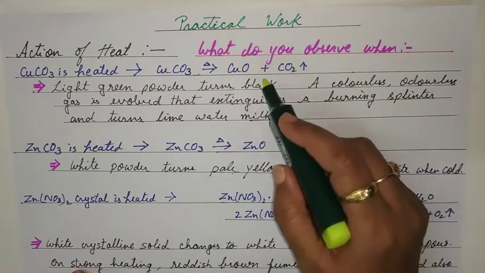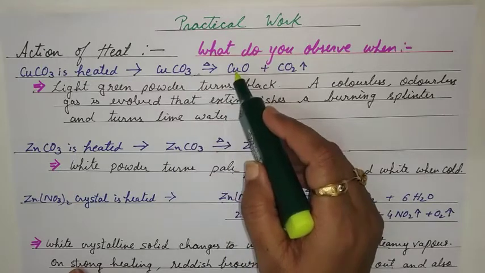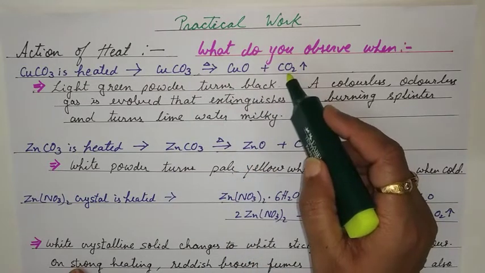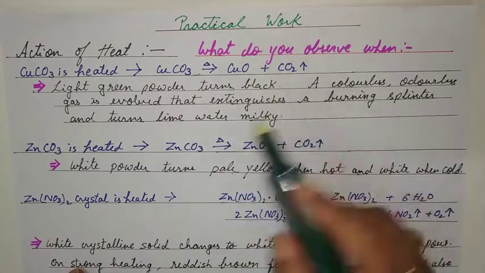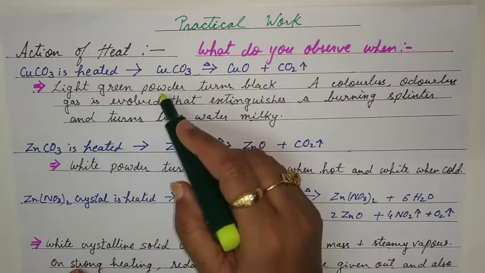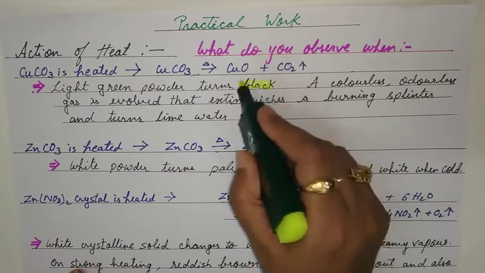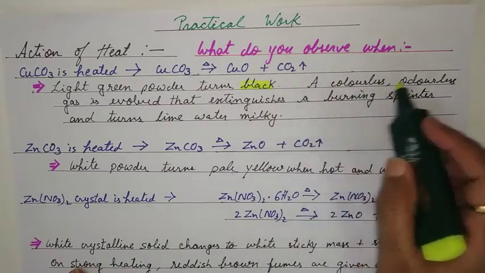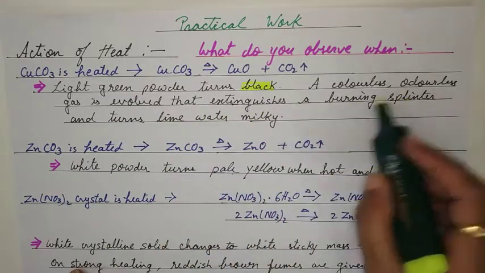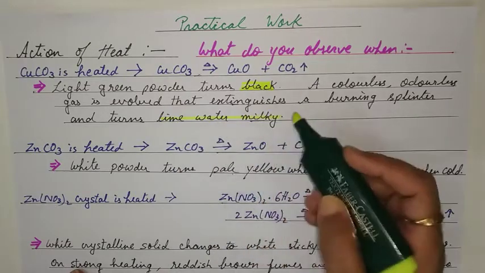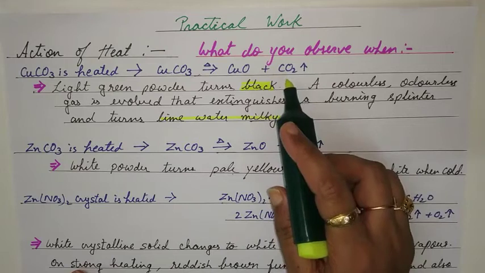Now in this particular question, we all know the color of copper carbonate, we all know the color of copper oxide, and the confirmatory test of carbon dioxide, which we did in the previous video, but I have written it down here for you. So just pay attention. The light green powder turns black because we know copper oxide is black in color. Now we talk about the carbon dioxide gas. A colorless, odorless gas is evolved that extinguishes a burning splinter and turns the lime water milky, as told in the previous video. Important to identify CO2.